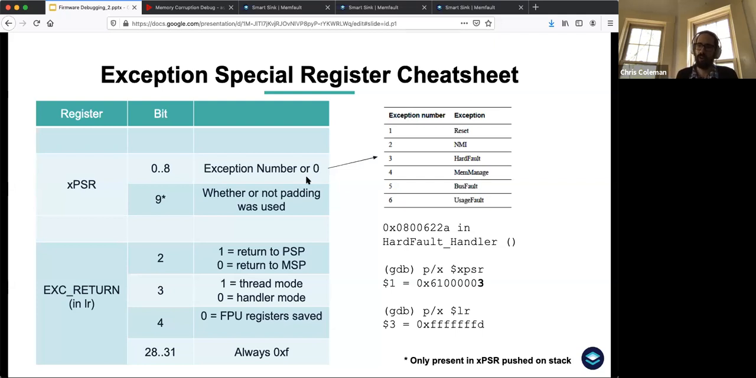The part that's interesting about the exception return value is the upper bits are always going to be set to 0xF. And so if you're looking at registers, or if you halt your system and you see a bunch of Fs in the link register, it's not corrupted. It's probably in an exception, and that's where it's going to return to.